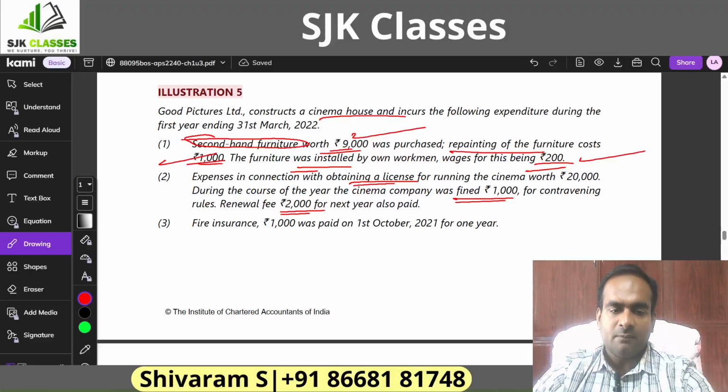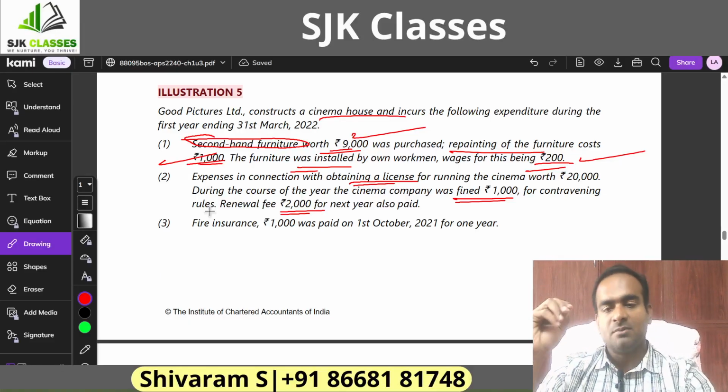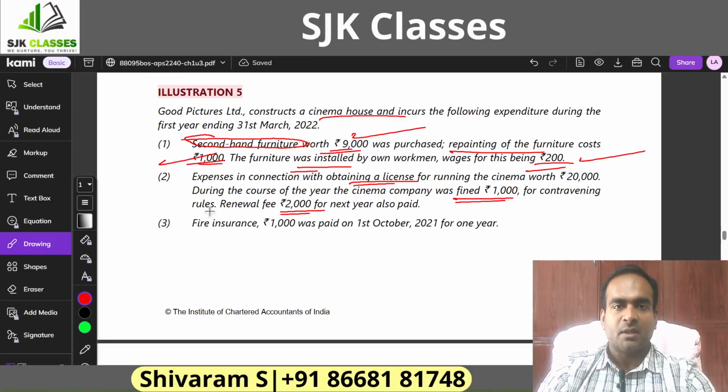So what is the answer here? The first expenditure is 20,000 for obtaining a license. This will be called a capital expenditure, because without this license, I will not be able to use the asset. Second, I have been fined 1,000 for contravening some rules. This is purely a loss for the business, so the loss will be taken to P&L. This will be taken as a revenue expenditure. It can't be capitalized. So 1,000 is a loss for the current year and has to be charged to P&L.